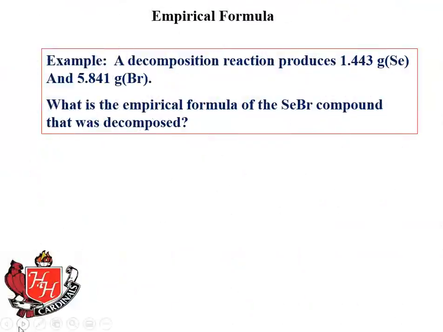Okay, so let's take an example, and this is the best way to learn how this works. So we're going to do a decomposition reaction, or we did do a decomposition reaction, that produces 1.443 grams of selenium and 5.841 grams of bromine. What is the empirical formula of this SeBr compound that was decomposed?